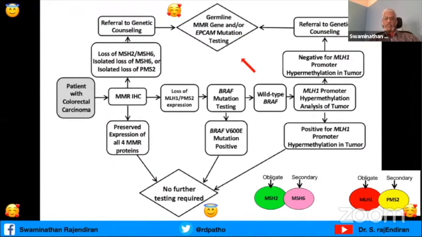So please take a snapshot of this table also. Just go through, compare this with the flow chart. Remember, there are 3 pathways: sporadic conventional pathway, serrated pathway, and Lynch syndrome. Take that protocol and keep this protocol next to each other, then it will make a lot of sense.